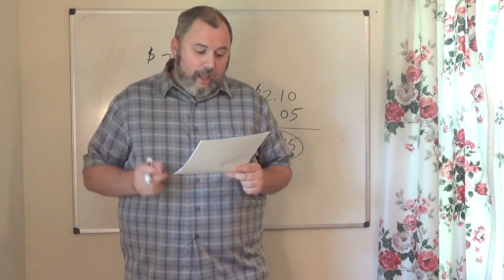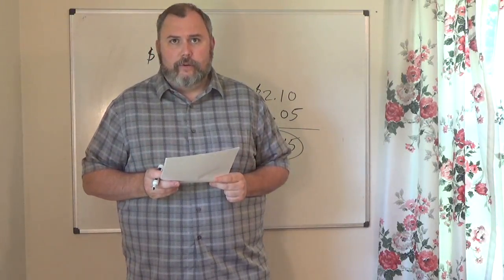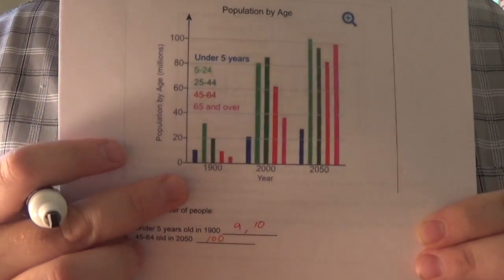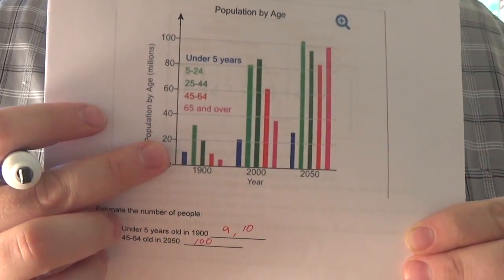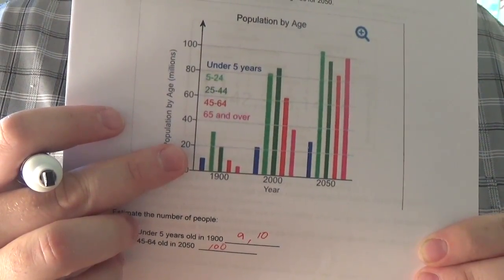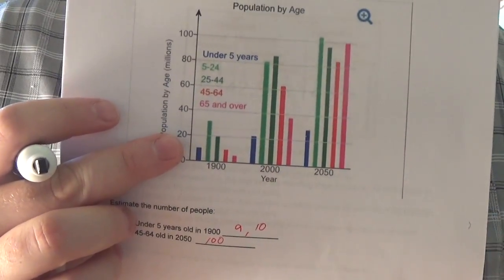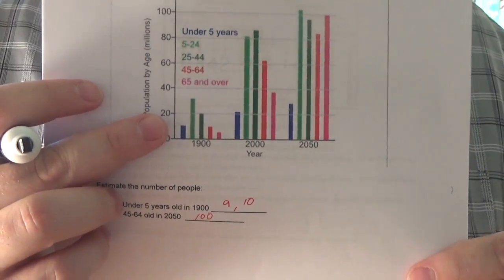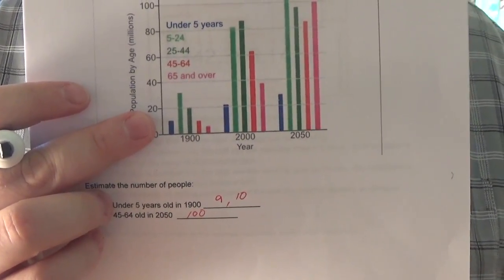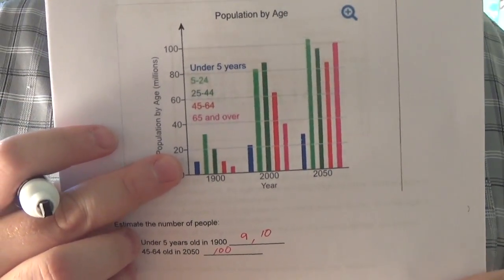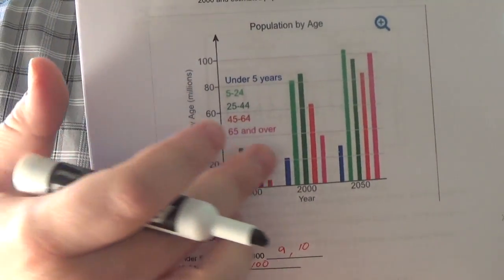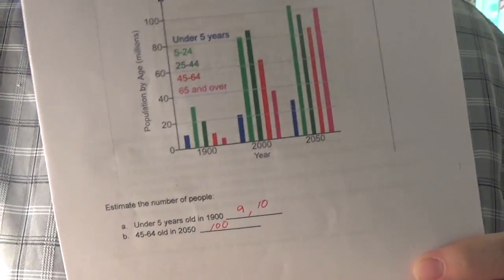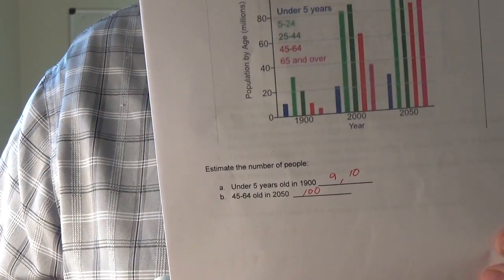It says under 5 years old in 1900. Well, you literally just go to this little section right here where it says 1900 and under 5 years. Now, what you probably see is that this is around 9 or possibly 10, just like you see on my paper. Well, okay, that's cool. Now let's go ahead and look at the other one. It says 45 to 64-year-olds in 2050. Well, when we look at that, that one is right here, and we trace it up, it's pretty close to 100. So that's what you probably wrote down when you answered this.